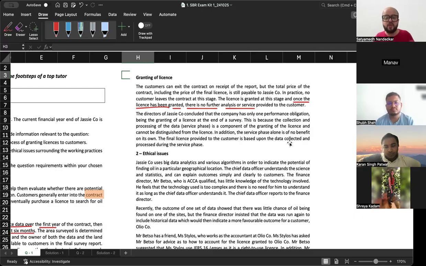Service phase alone is of no benefit on its own. So, all these lines that are given to you are basically straight away clues to take you to the final answer, which basically wants to point out that you have a single obligation, not multiple performance obligations.